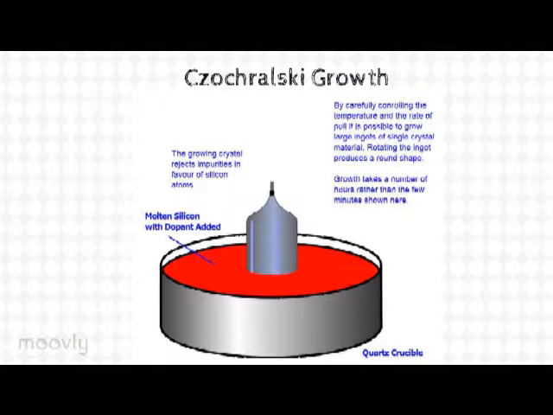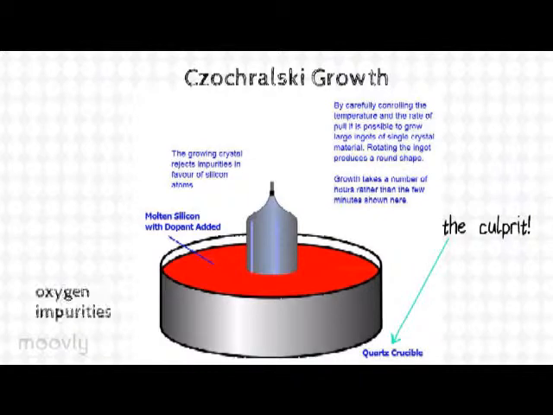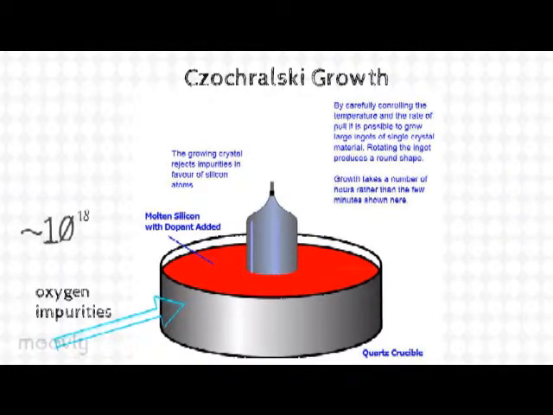During CZ growth, if the seed crystal is drawn too fast, or that outside temperature is too low, crystallographic defects will form. However, impurities from CZ growth are mostly caused by the silica crucible. CZ growth introduces a lot of oxygen impurities, on the order of 10^18 oxygen atoms per cubic centimeter.